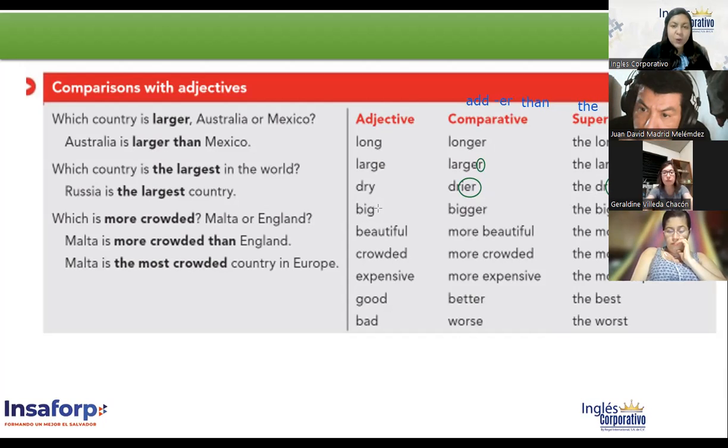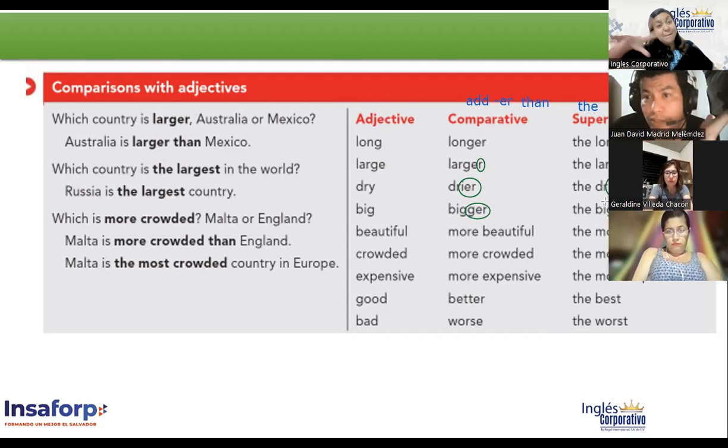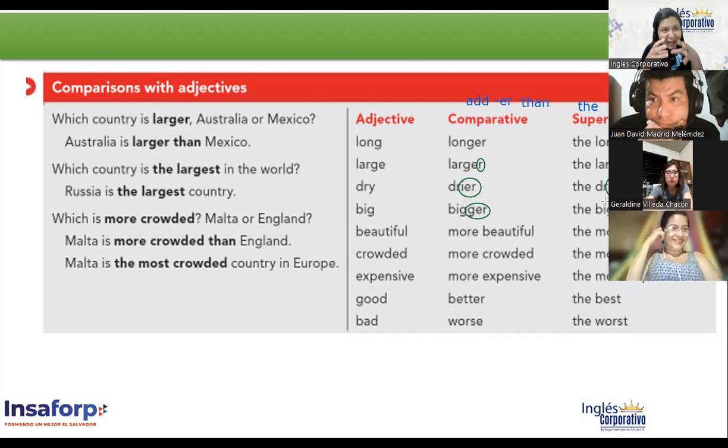Now, big. Big is a one-syllable adjective, but it's vowel, consonant, vowel. So in this case, we double the last consonant. What is the last consonant? G. So I double the G, I write an extra G, and I add ER. The same with the superlative, the biggest. This is easy because you will remember the hamburgers. The biggest. That's why it's the name of that hamburger, because the restaurant wants to say that they are the biggest. And actually, when you go to eat there, they are very big, right? The hamburgers are very big.